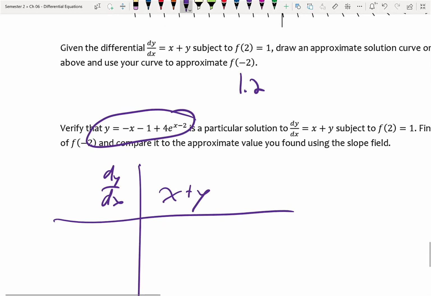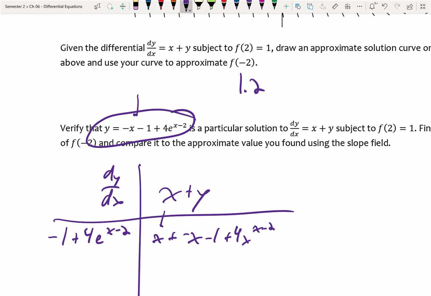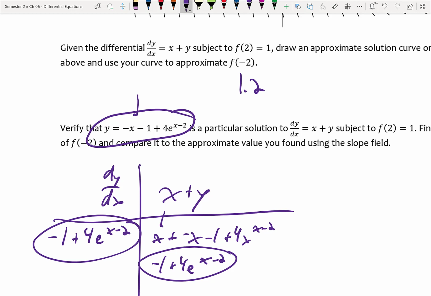So dy/dx means I'm going to take a derivative of this. The derivative of negative x is negative 1. The derivative of negative 1 is 0. The derivative of 4e to the x minus 2 is 4e to the x minus 2, because the chain rule is not going to affect that. The derivative of x minus 2 is 1. Constant multiplier, so I have 4e to the x minus 2. Then I have an x here, plus y is plus negative x minus 1 plus 4e to the x minus 2. And that simplifies to negative 1 plus 4e to the x minus 2. Bingo. They do match.